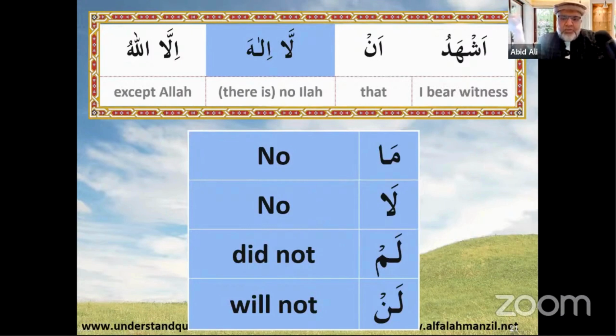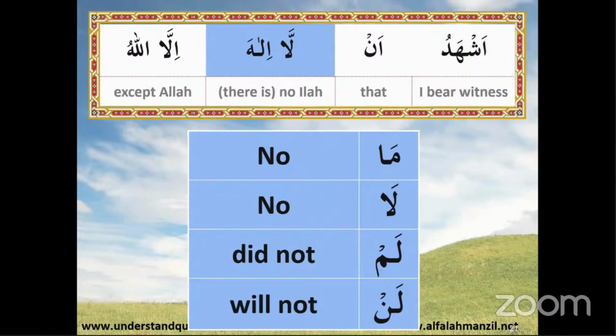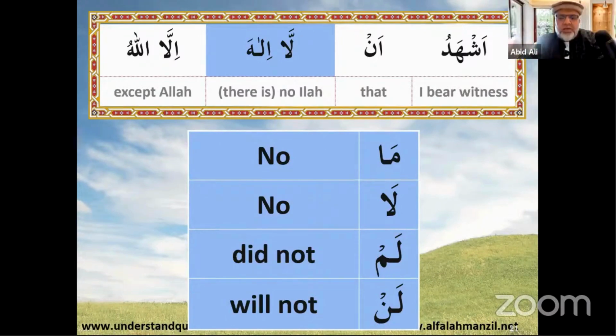Okay, so ma means no, la means no. When we say lam, then we mean did not, meaning in the past. And when we use the word lan, that means will not, that is in the future. Okay? Yeah. So this chart should help you, because these words come a lot in the Quran, and they could easily confuse us, because if we are not very mindful, we do not know which meaning is used if we are not aware of the context of the whole verse, right?